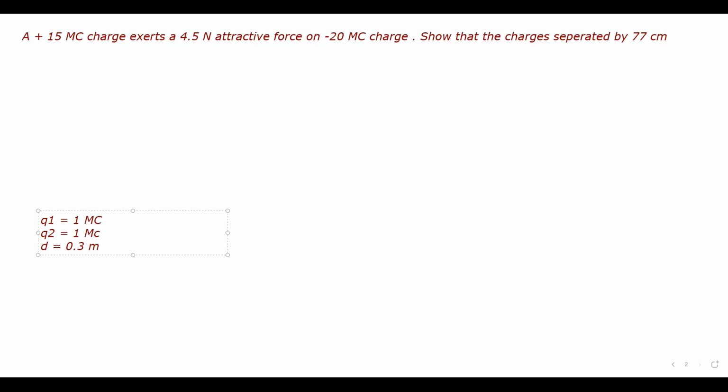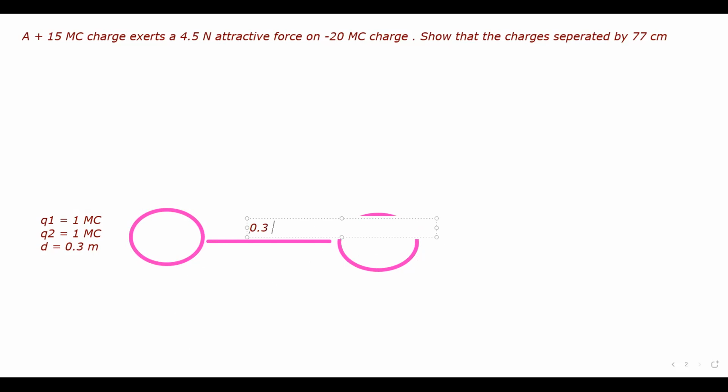Look at here. Now let's add the second one. For the second one, if you have two charges, this is the first charge and this is the second charge. These are the two charged objects. The distance between them is given, which is 0.3 meter.